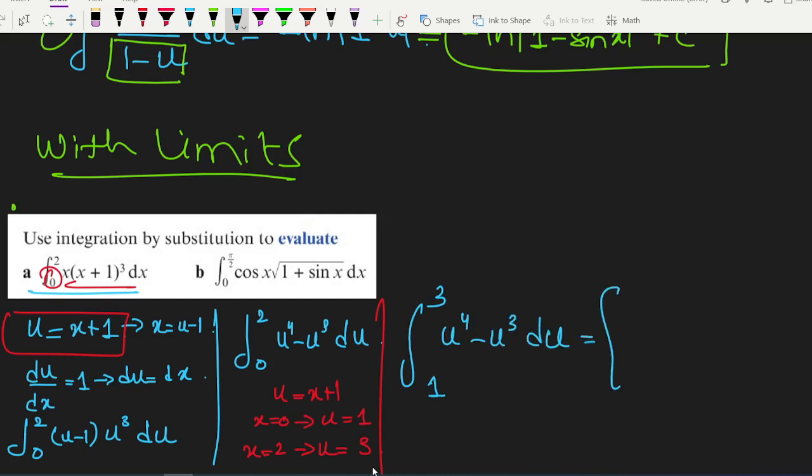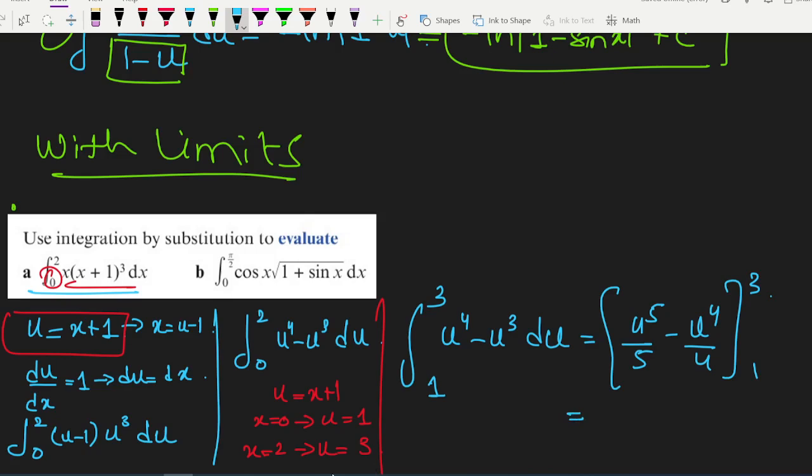If we integrate this, we get u to the 5 over 5 minus u to the 4 over 4, and limits are 1 to 3. Now you don't have to convert this back into x, because now you have to plug in the limits and find the constant answer, a number, not a function. So you don't have to convert this back in terms of x. You can just plug in the limits of u in this function. That's the whole point. That's why we converted limits from x to u.